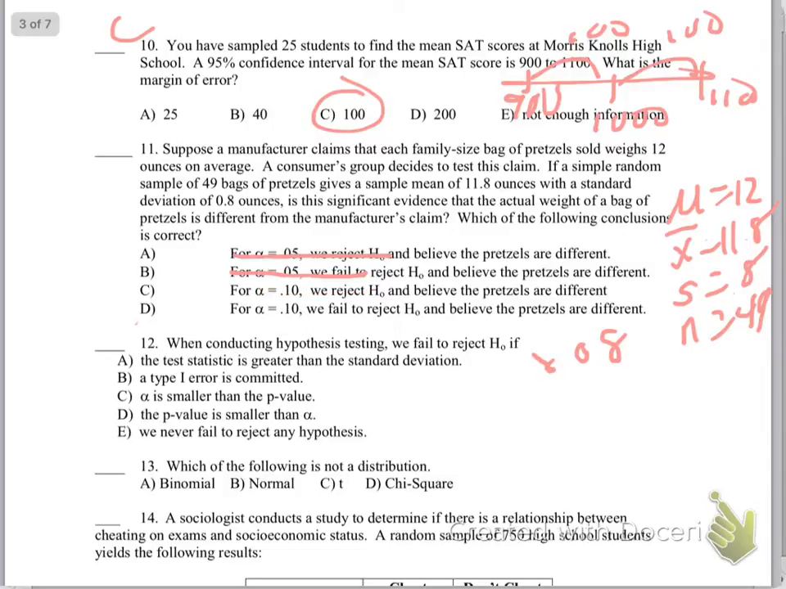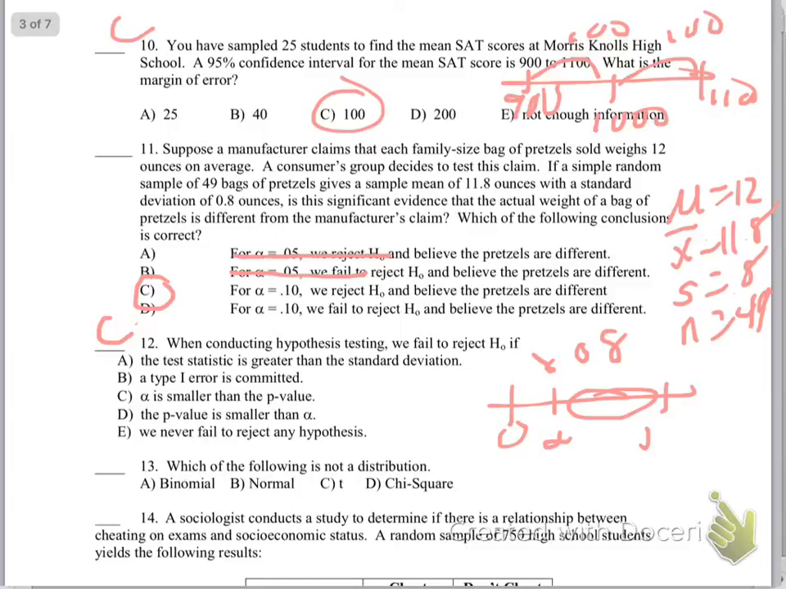If I have, that's for 0.05, if I have 0.08, then we will reject and we believe they are different. So the answer is C. Sorry about that. Let's do 12. When conducting hypothesis testing, we fail to reject H0 if what? So here's 0, here's 1, here's alpha, and the p-value is here. So that is if alpha is smaller than the p-value. So the answer is C.